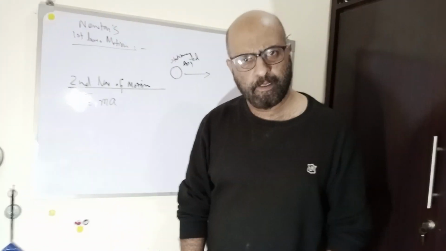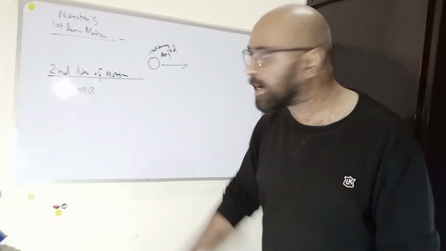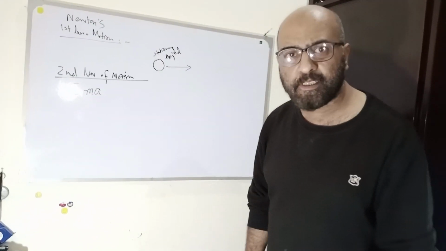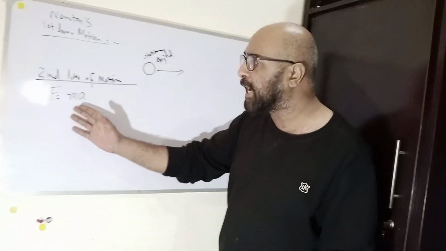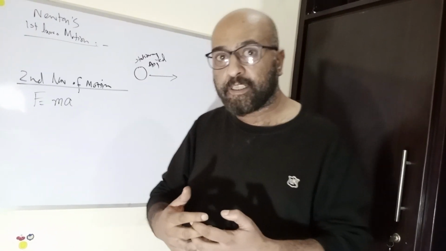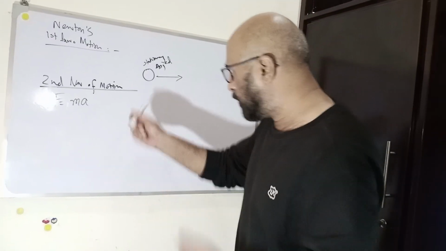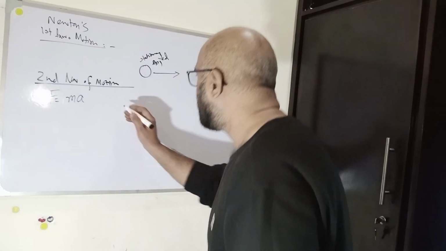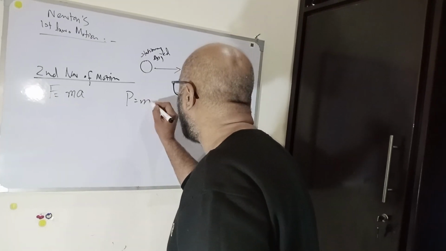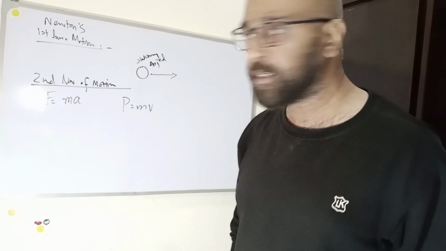It's not simple. Why is it not equal to mass into the speed, or mass into the velocity? Why is it equal to mass into acceleration? If you understand it, you can understand the difference between force and momentum also. Let's have a look. What is momentum? Momentum is P equals mv. This is mass into velocity.